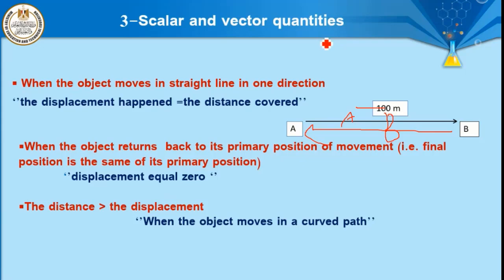Distance is always greater than the displacement when the object moves in a curved path. Distance may be greater than or equal to displacement, but it is never less than displacement in any state. See the figure: when the object covers a distance from A to B in a curved line, this means that the distance covered by the object is greater than the displacement.